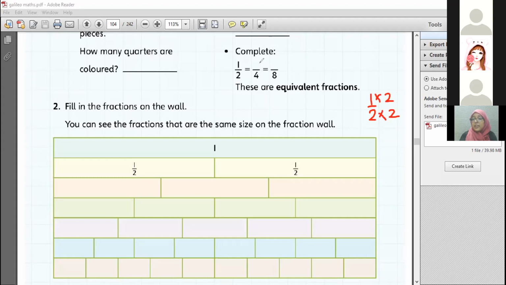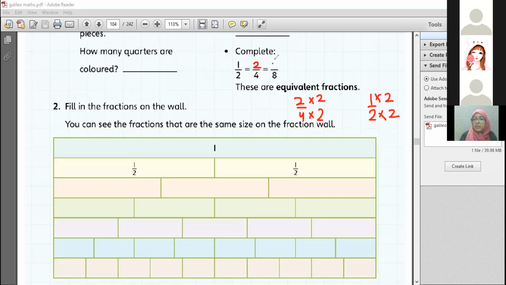1 twos are 2. How much is it? Tell me. 2 by 4. Now, what would be another equivalent fraction? I have 2 by 4 now. What will I do with this? Again, multiply by 2. Yes, what is the answer?